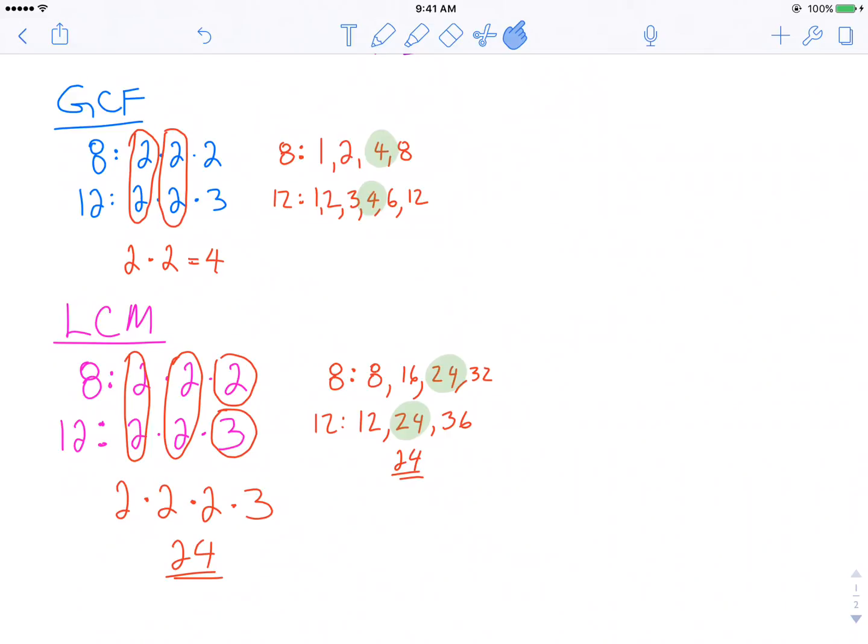Now it gets a little bit trickier when we have three numbers, but you'll get a little bit of practice at that, and I'm sure you'll be fine.